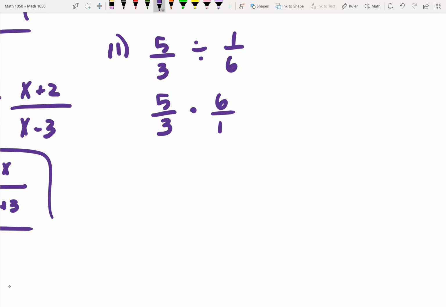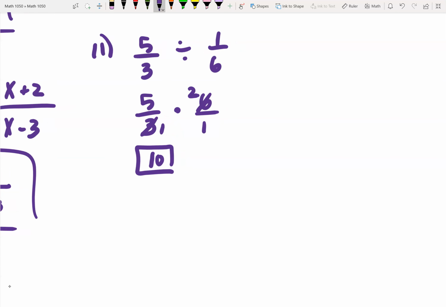I wouldn't. I always look first. I think it's better. So 3 goes into 3 once. 3 goes into 6 2 times. 5 times 2 is 10, and I'm done. That's it. Okay, number 12.